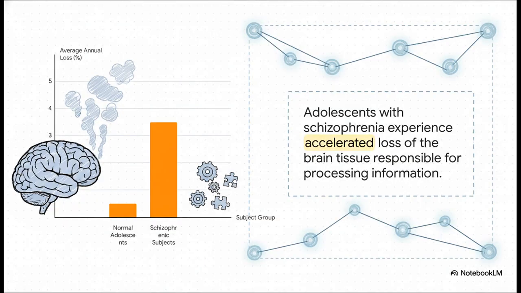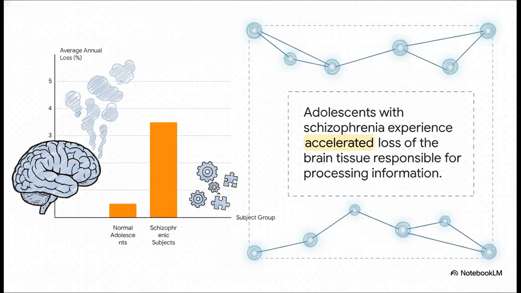And this whole process, it's not something that just happens and stops. It's an active, ongoing thing. This chart is, frankly, pretty scary. It shows that during the teenage years, a time when the brain is supposed to be pruning and getting more efficient, people with schizophrenia are experiencing a much faster loss of gray matter. Now, gray matter is basically your brain's processing power. It's the hardware. It's what lets you think, feel, and make decisions.